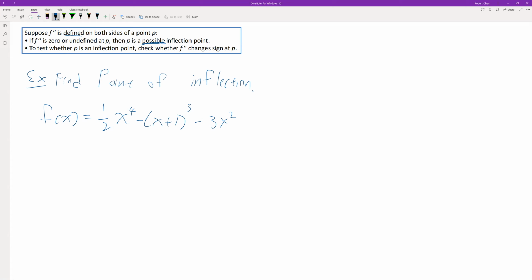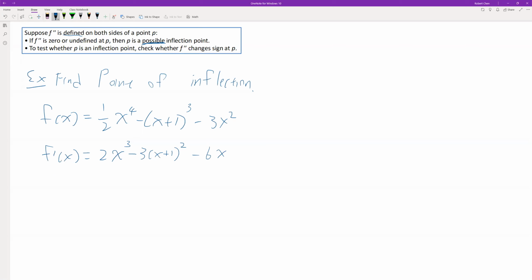All right, so let's do an example together. We want to find the point of inflection for this polynomial f of x. To find point of inflection, first we need to find f double prime. So let's start with f prime of x. Bring the power down, 4 times 1/2, that's 2x. Decrease the power by 1, this is 3, minus, and we have to apply chain rule, so bring down the 3, x plus 1, subtract the power by 1, and the derivative of x plus 1 will be 1, so we don't have to write it out.